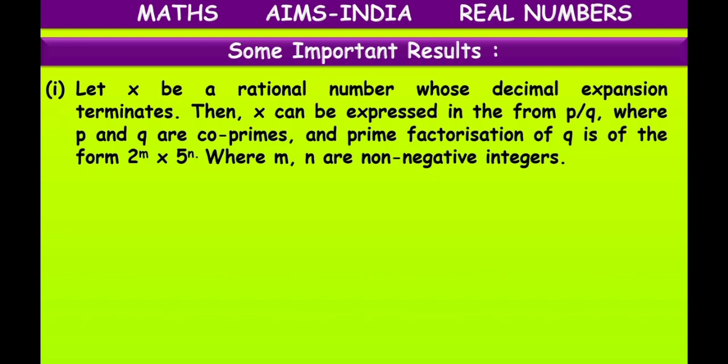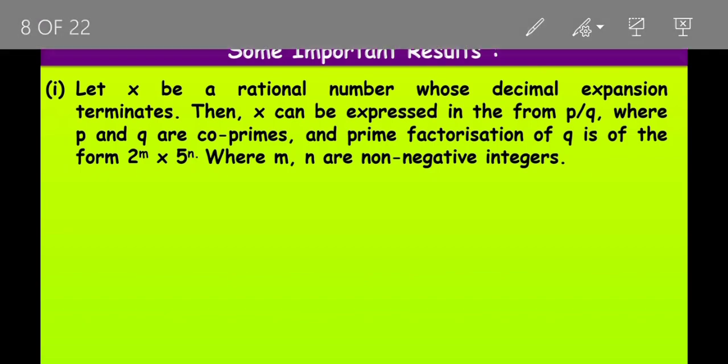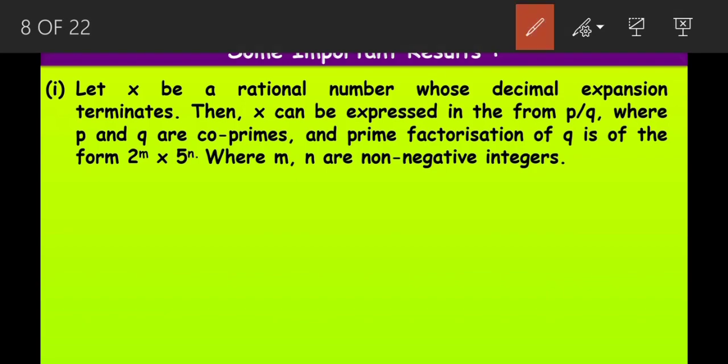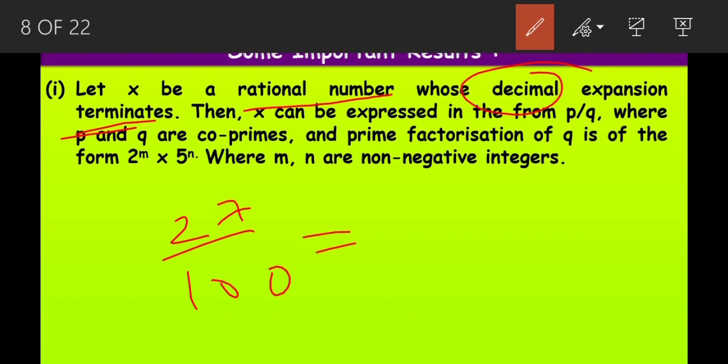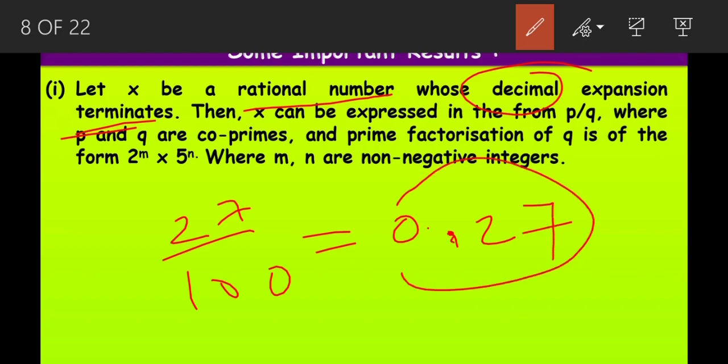Next children, one more theorem is there. If x is a rational number whose decimal expansion terminates, which means it is a terminating decimal, like 27 by 100, whose value is 0.27. It is an example of a terminating decimal.